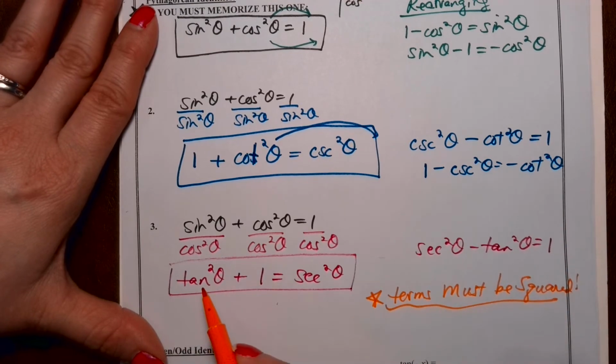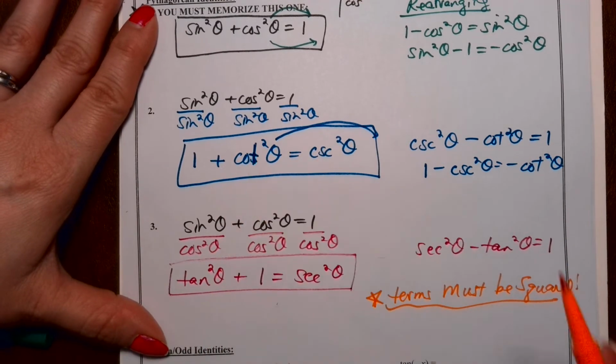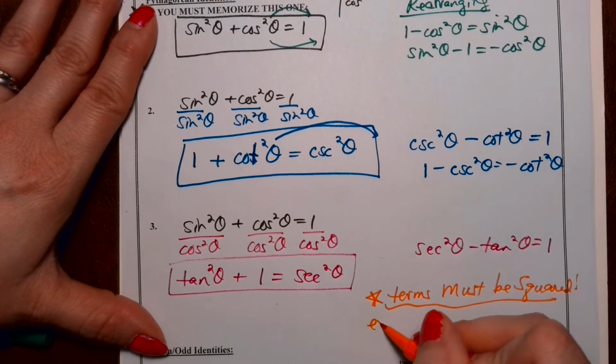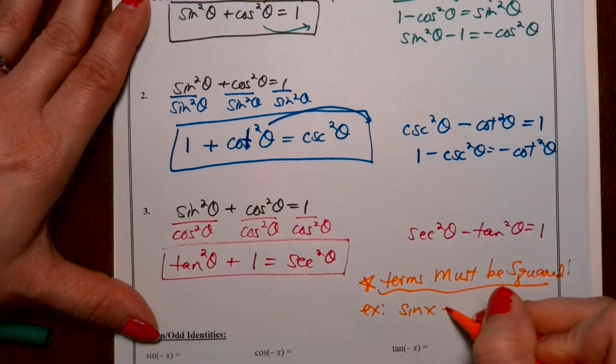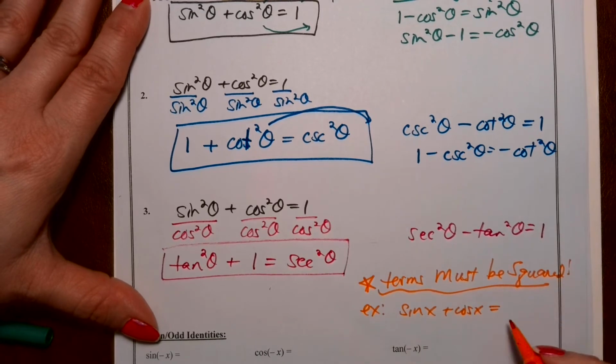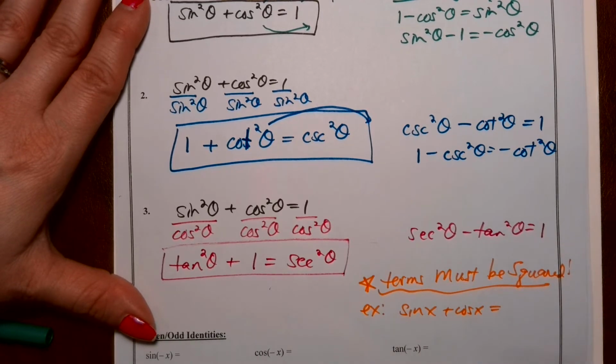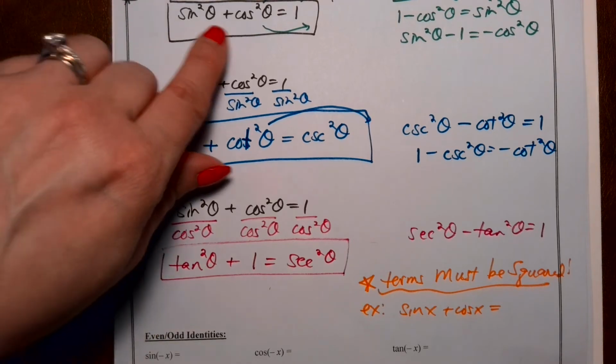Notice how it's tangent squared, cotangent squared. Okay, so for example, if I was working with a problem and I saw sine of x plus cosine of x, what could I replace that with? Could I replace it with a 1?